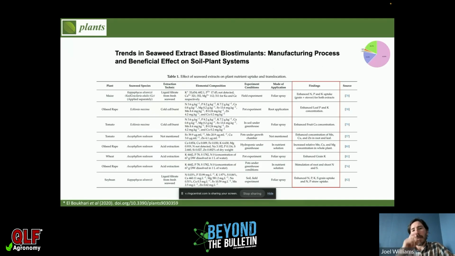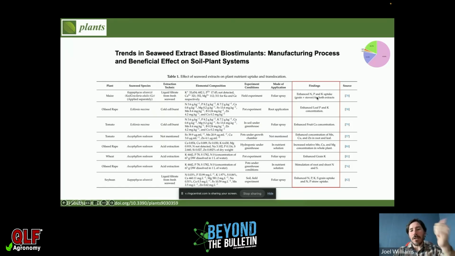indirect stimulation. And what they are summarizing here in this review paper is how, after application of seaweed, that impacts the nutrient status of the plants. And you can see a few examples here in maize, or corn, as you guys like to call it.